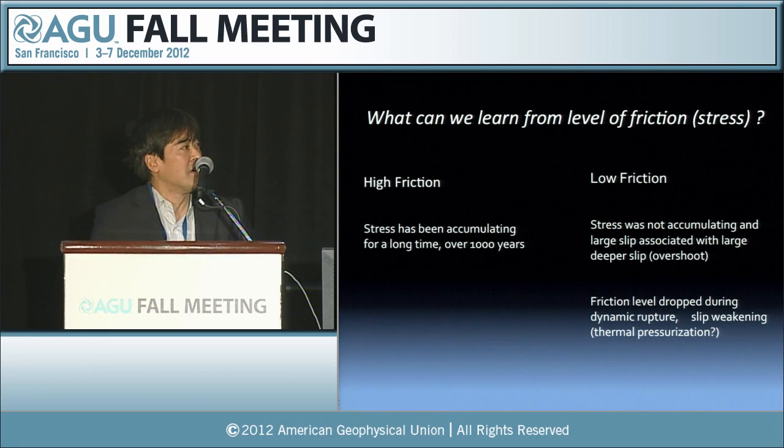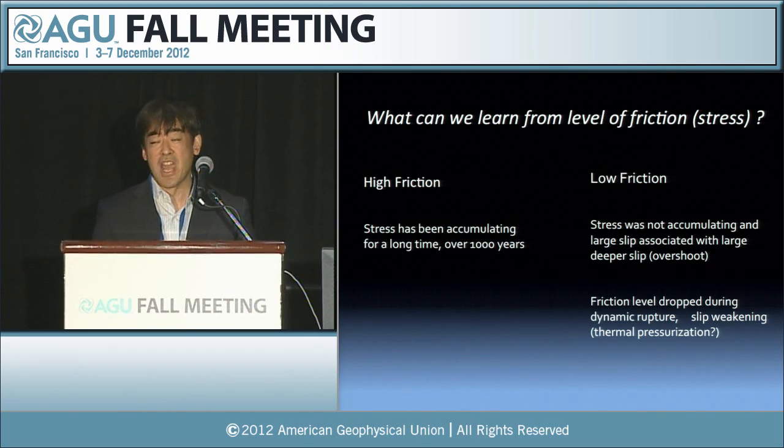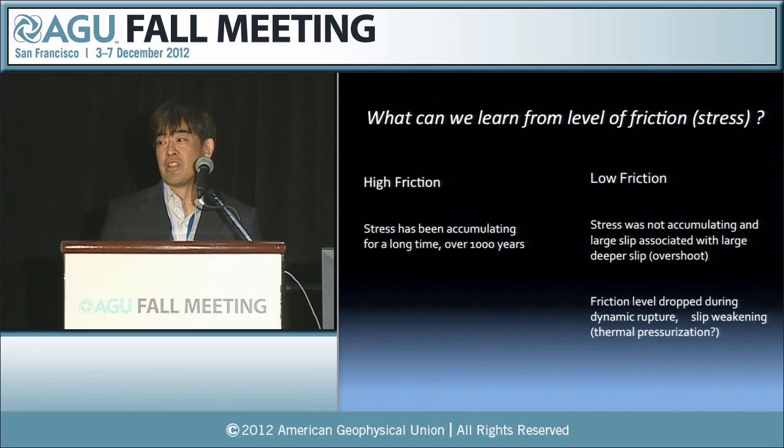What can we learn? Well, obviously, just understanding the friction level during the earthquake is very important. I think there's very little constraint right now on what those dynamic friction levels are. If we see a very large signal and we can attribute it to high friction, then we can actually make a pretty simple interpretation that actually stress has been accumulating there over 1,000 years or more. That actually the fault is relatively strong. Stress is accumulating, and therefore the large slip was simply the stress release of this accumulated stress that was going on.